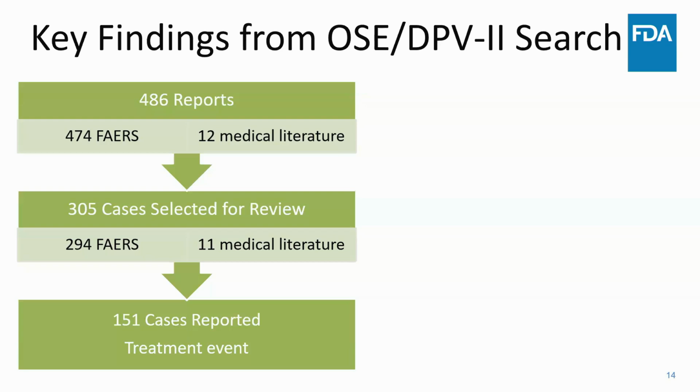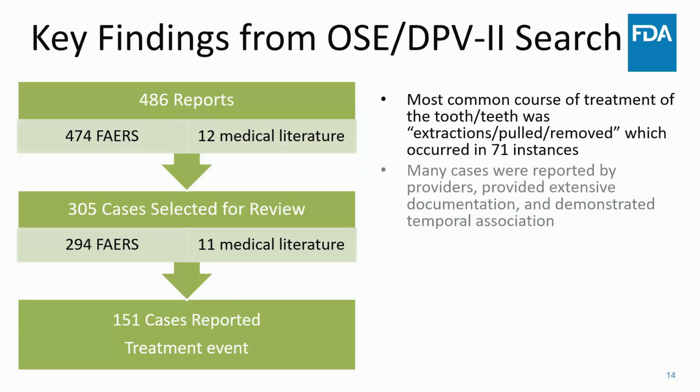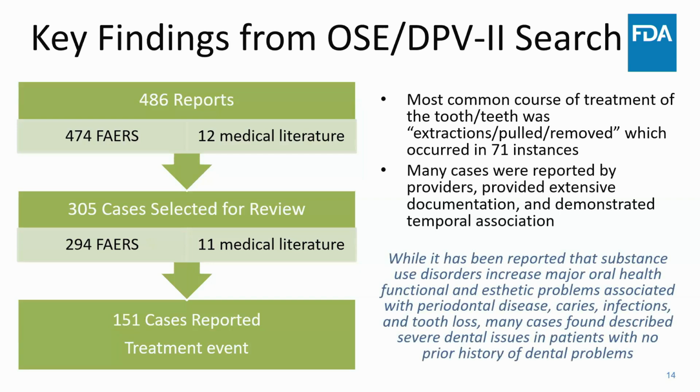DPV, again, Division of Pharmacovigilance, found nearly 500 reports in the FDA Adverse Event Reporting System. We call that FAERS, and another dozen or so from medical literature. So they applied this inclusion-exclusion criteria, and 305 cases were selected and reviewed. Treatment for dental caries was described in just over half of the cases. And most often the treatment involved tooth extraction, which was documented in about a quarter of all reported cases.